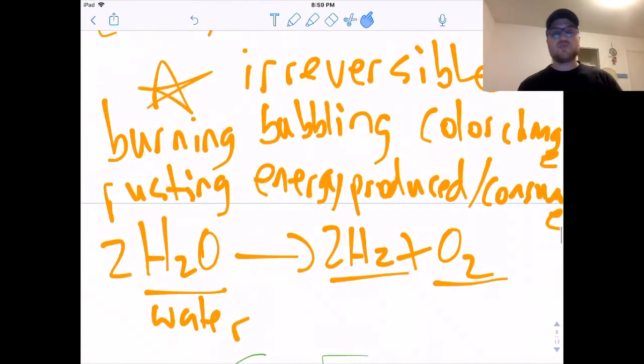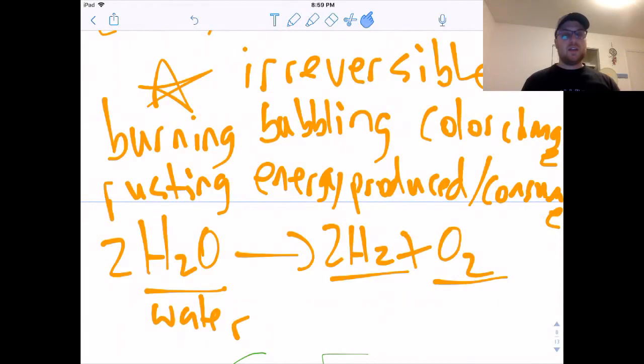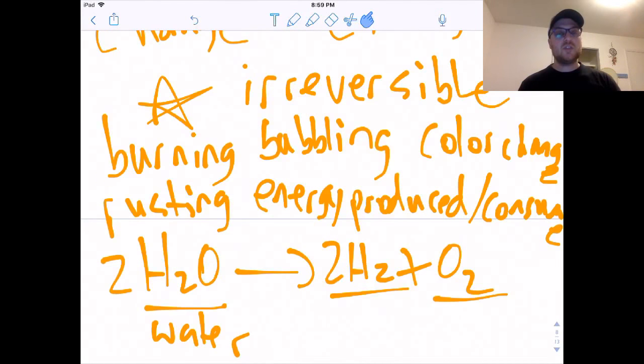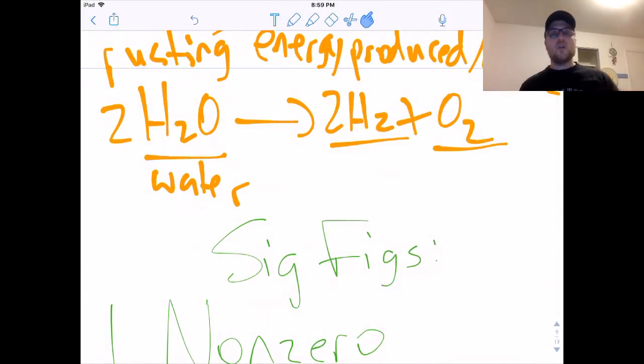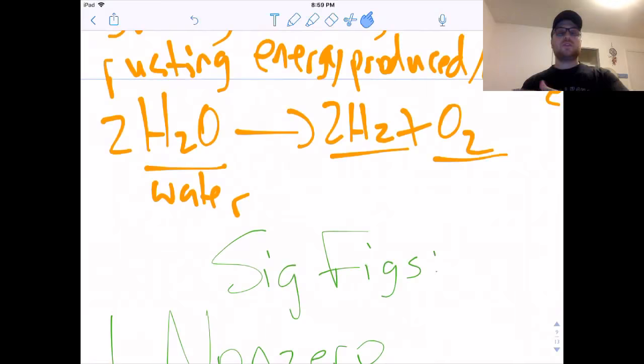Sig figs. Non-zeros will always count. Sandwiched zeros will always count. And then if the number contains a decimal, find your non-zero number wherever the decimal is. Find the first non-zero number as you read it from left to right. Circle it and count everything, including what you circled. 1,000 had 1 because it had no decimal and those zeros do not count. Only the 1 counted.